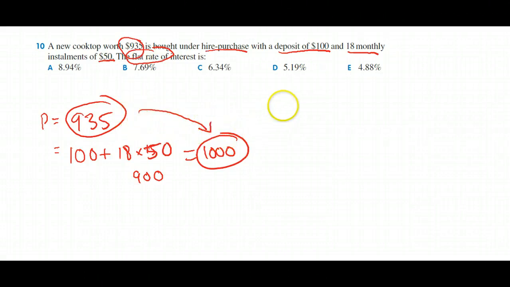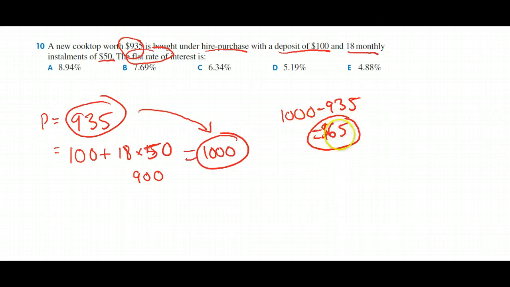How much of a difference is there? Well, 1,000 minus 935, the gap is $65. Okay, this $65, that represents the interest. That represents the extra money that we're paying as a penalty for not paying up front. So this is our interest.